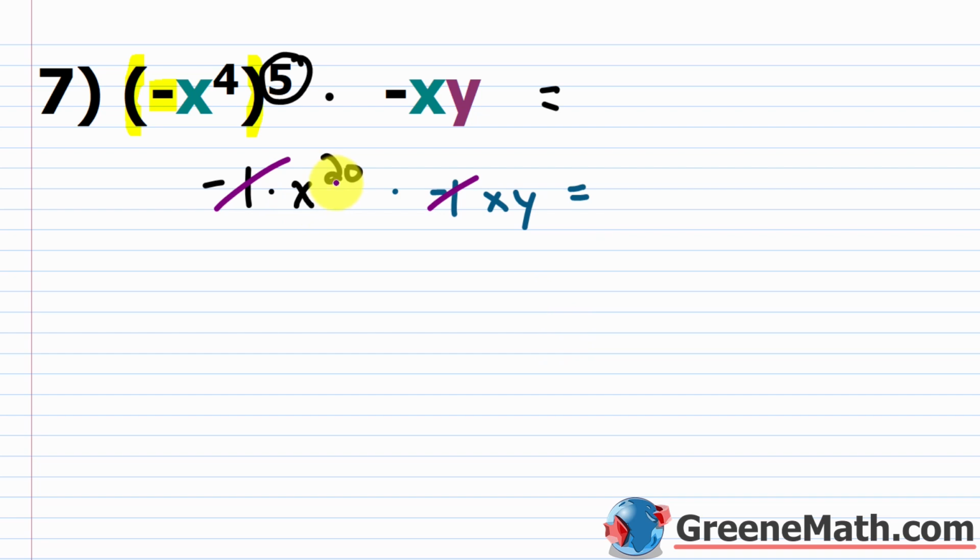You have x to the power of 20 times x. Again, you could put a visible exponent of 1 there if it helps you. This is going to be x to the power of 20 plus 1, which is 21. And then just times y, right? So just times y. If you want to put y to the first power, you can, but really it's unnecessary. So x to the 21st power times y.